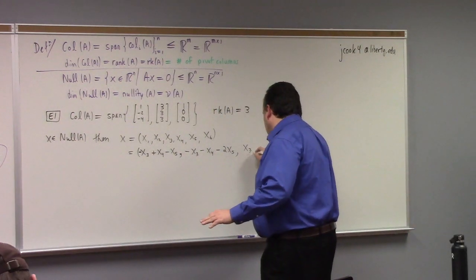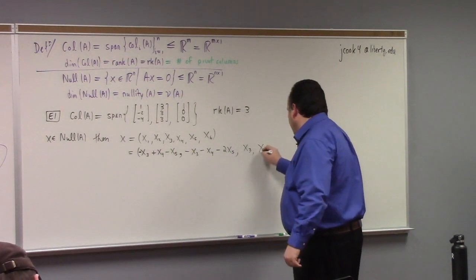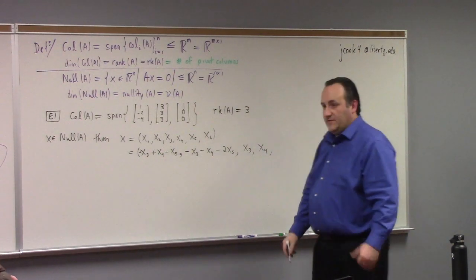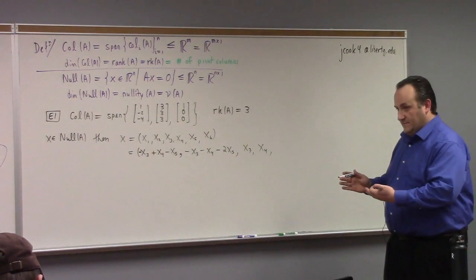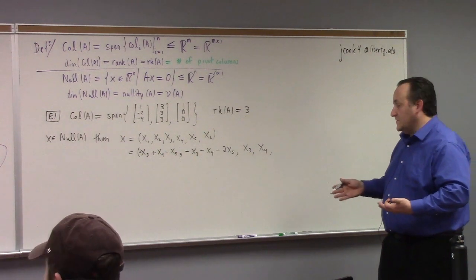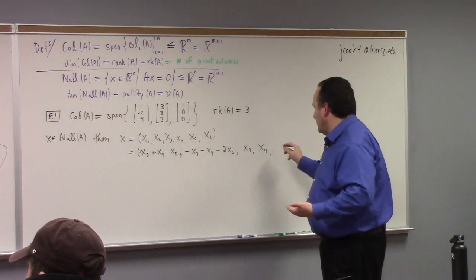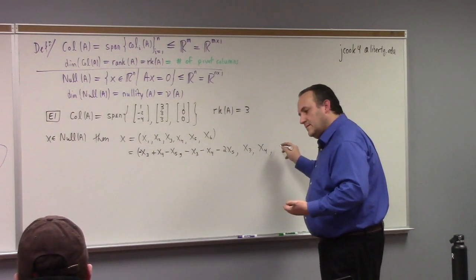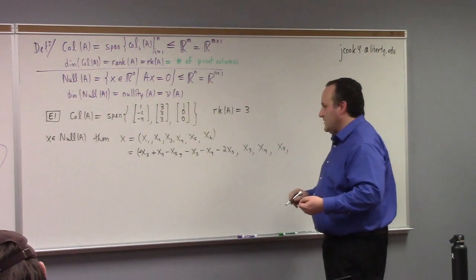x3. x4 is x4. If you don't know that, this is a really hard step. If you go looking for an equation to put there, you're in a bad place. x5, what's x5? Oh, it's just x5. And x6 is 0.